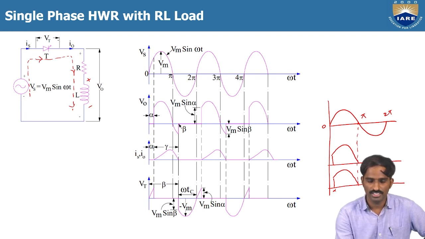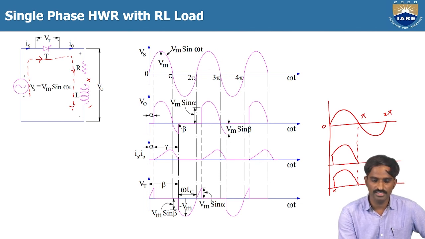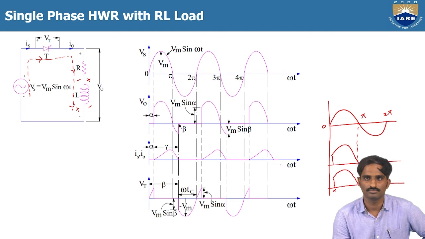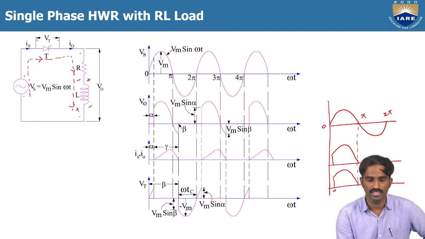So when the thyristor terminal gets reversed, the inductor will start to discharge by changing its terminals to negative and positive. Then it will discharge the energy, but still in this case the thyristor will remain in the turn-on position. So that's why we are getting some load current from alpha to beta.